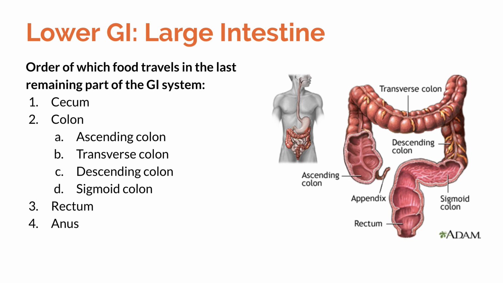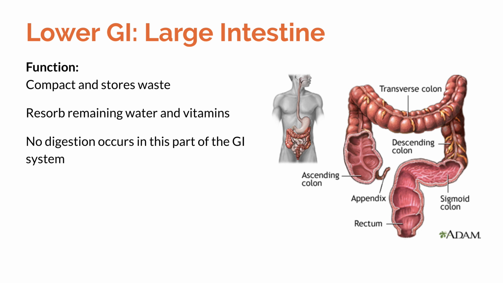Now, the large intestine can be broken into different parts: the cecum, the colon, and the colon can be split up into four different parts, and then we have the rectum and the anus. This is essentially the order the food is going to travel in the last part of our GI system. The function of the large intestine is essentially now to compact and store waste, and it's going to reabsorb any remaining water and vitamins. And there's no digestion that really occurs in this part of the GI. So all the breaking down of the food has already happened before it comes to the large intestine.